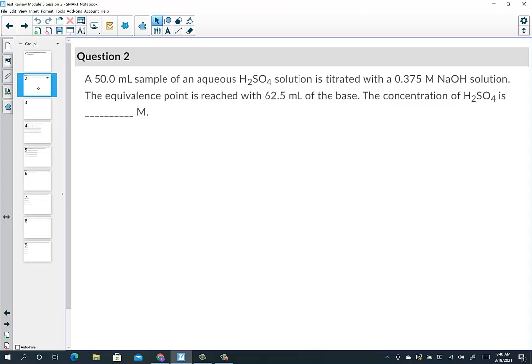Let's take a look at the first example, and I have this question specifically as I notice it's a trend when we have stoichiometry to consider in a titration. So let's take a look at number 2, our first example. We have a 50 mL sample of an aqueous solution of sulfuric acid. Let me just tabulate what we have for the acid, H2SO4. And we're titrating that with a solution of sodium hydroxide, NaOH.